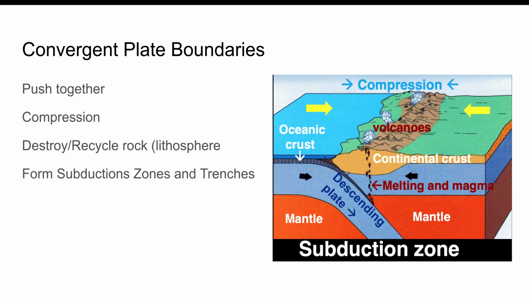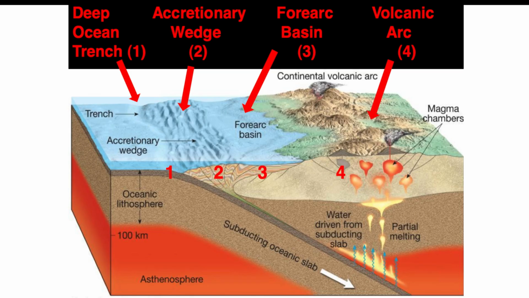Again, what happens at convergent plate boundaries? Plates are being pushed together, compressional stress, rock is being destroyed, typically subducting into the lithosphere, and we get a whole series of things created from that. In this image, you can see a deep ocean trench forming and a continental volcanic arc, but we'll talk more about this in a second.